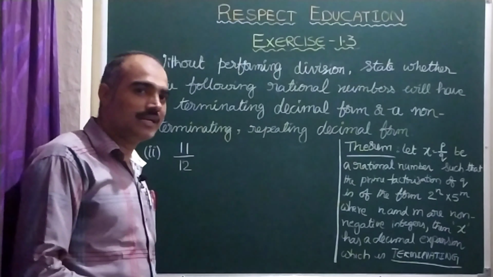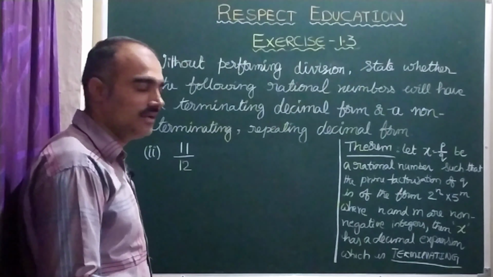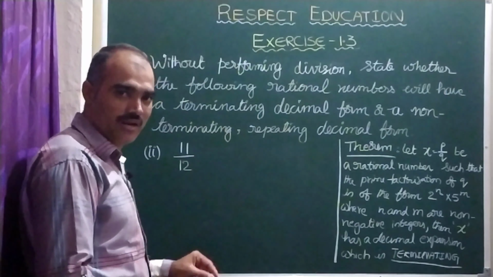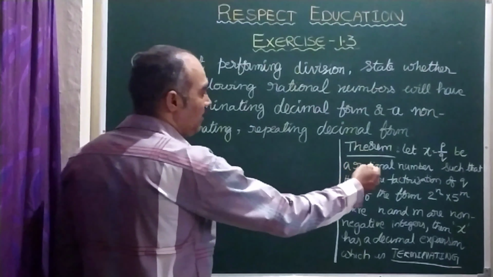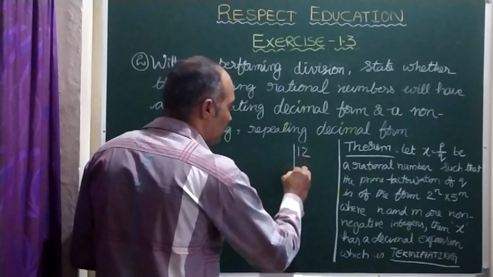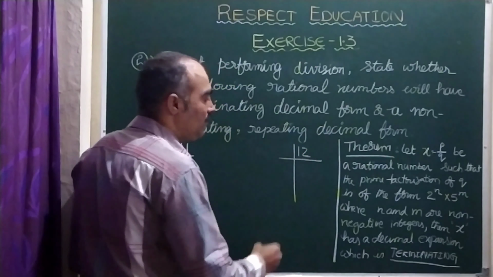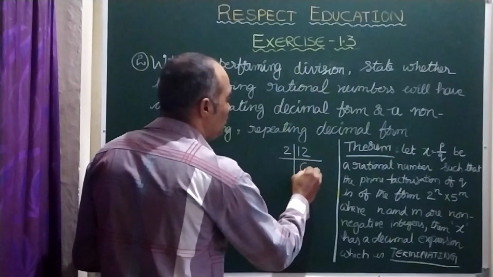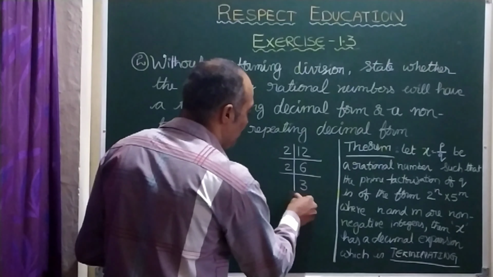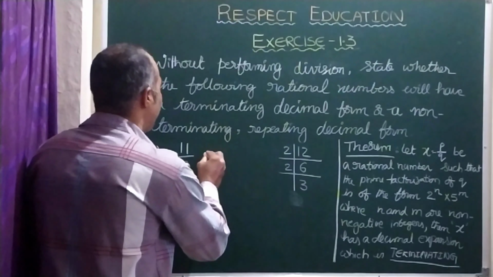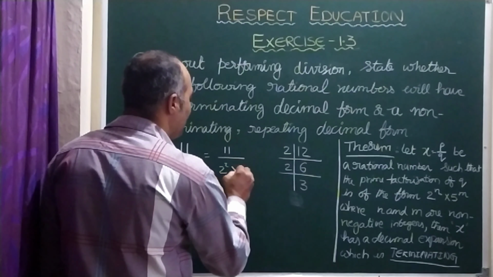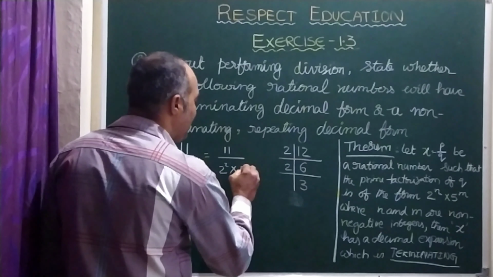Right? That's all. Now let us see the next bit, children. That is the second one, 11 by 12. So here you compare this one with p by q. Here q is 12. So we need to write the prime factorization of q. So let us find the prime factors of 12. Here let us take 2: 2 sixes are 12, 2 threes are 6. That's all. So here we can write 12 as 2 square into 3, right?